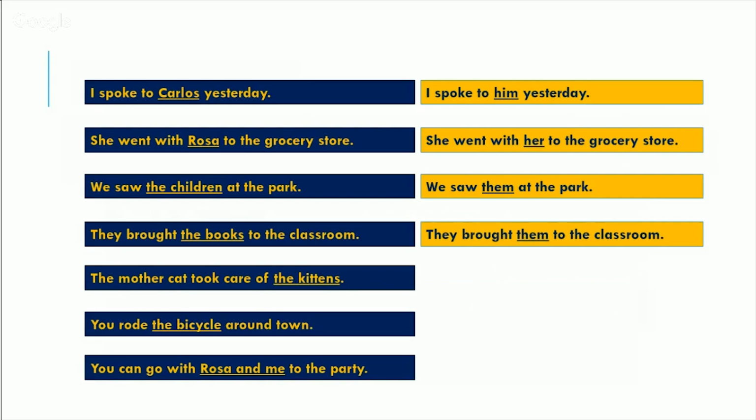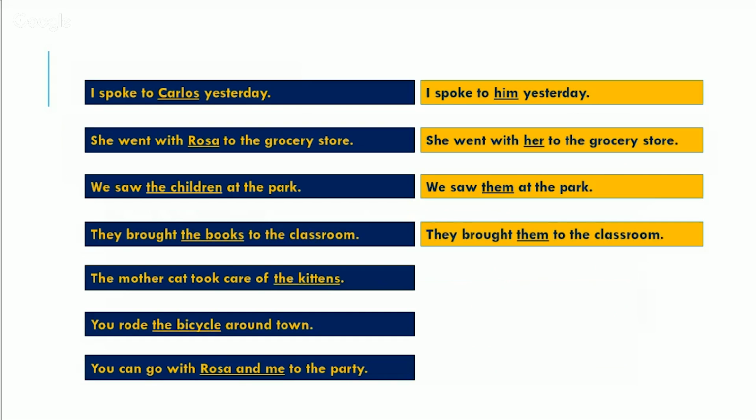Guys, the books is plural. When you have things that are plural, it's them. So they brought them to the classroom. When you have a plural thing, even though it's not a person, it's them. Cuando tienes algo plural, hasta si es una cosa, no una persona, todavía es ellos. So ellos trajeron ellos a la clase, los libros serían ellos. Okay? Good. And that's in English. I mean, that's just the way English is, right?